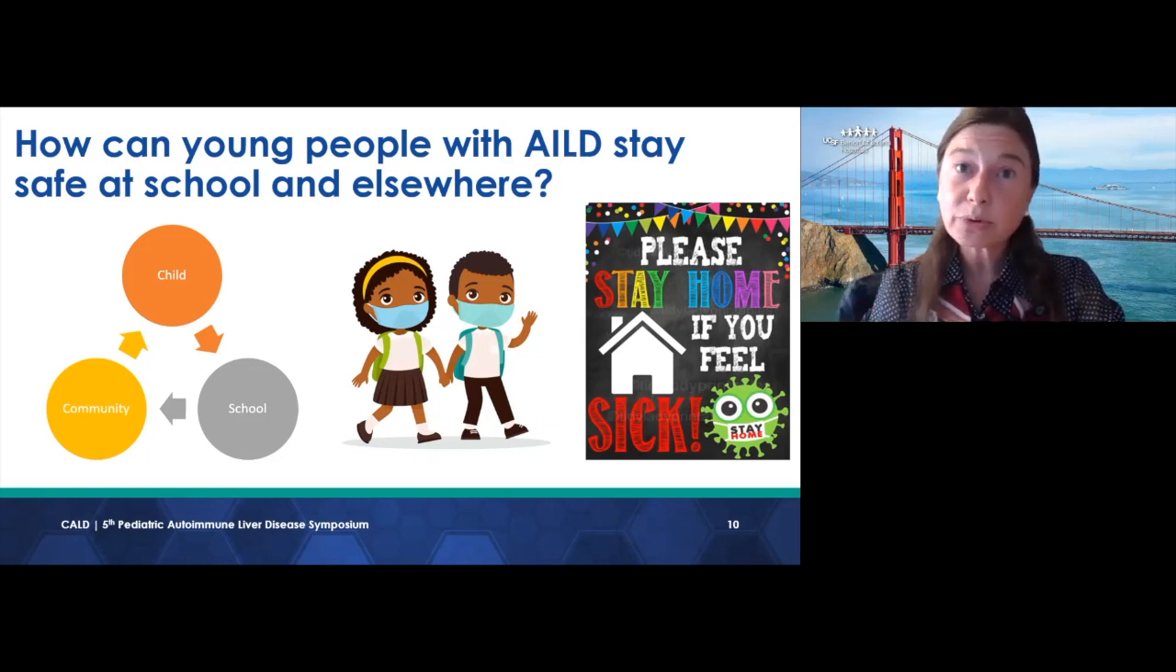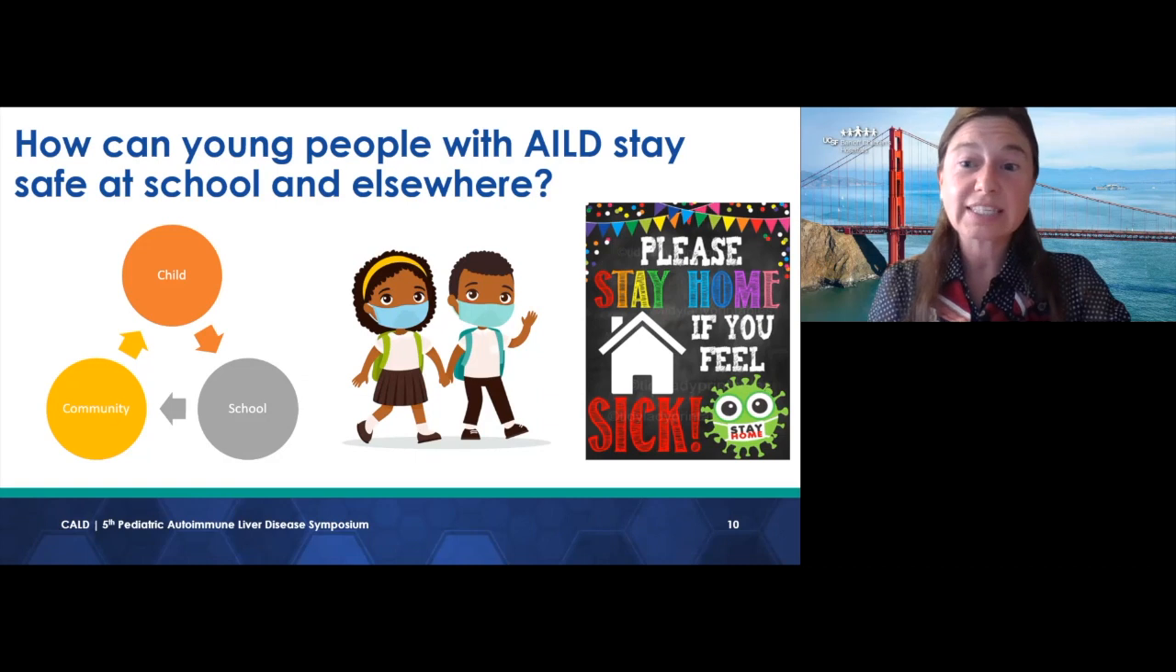Masking is still the most important thing you can do. Indoors with anyone who lives outside of your household, this is the best way that particularly kids can protect themselves against getting COVID. Really important to ask about what's going on in the school. Really encouraged to wear masks at school if your child is able to do that, and if others around them are able to do that.